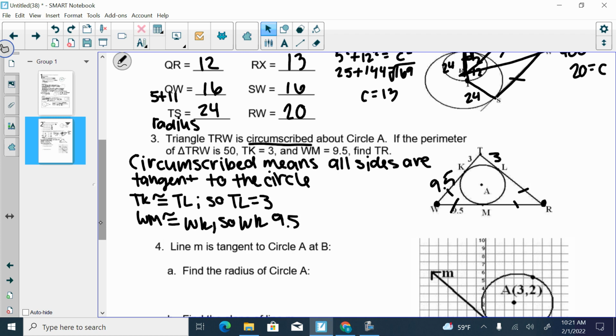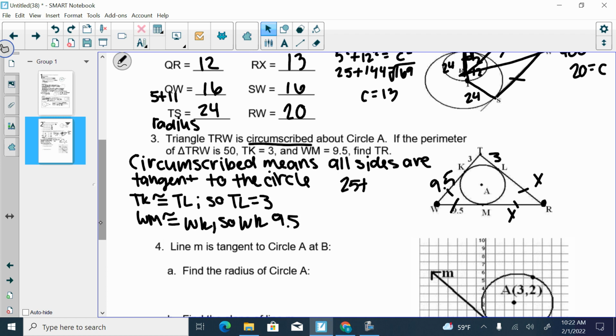So, they said that the perimeter of this thing is 50, and we know all the other pieces, so we should just be able to take out the other pieces and see what's left and divide it evenly amongst those two pieces, right? So I'm just going to call those two pieces x for now. We don't know what they are. And how do you find the perimeter of something? Add up all the sides. So I would have 9.5 plus 9.5 plus 3 plus 3 plus x, right? So what is 3 plus 3 plus 9.5 plus 9.5? 25.